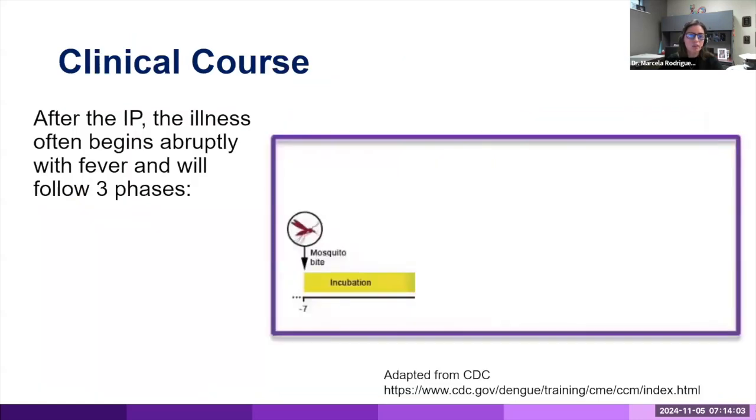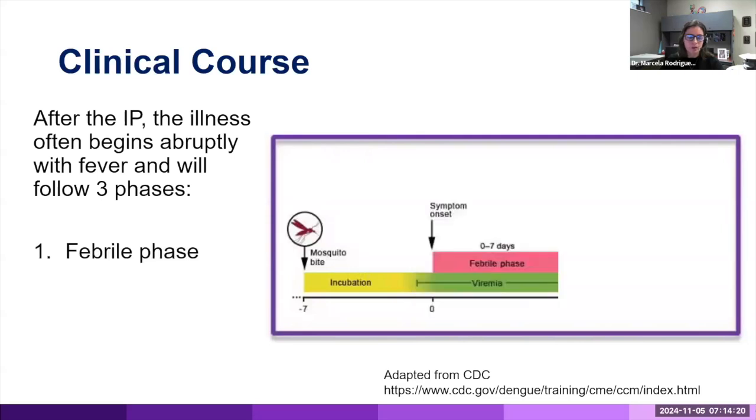So this is just a slide that I'm going to show here representing the clinical course of dengue. After an incubation period, which lasts between 3 to 10 days, the illness often begins abruptly with fever and will follow 3 phases. So the febrile phase is represented here right after the incubation period and can last between 0 to 7 days.